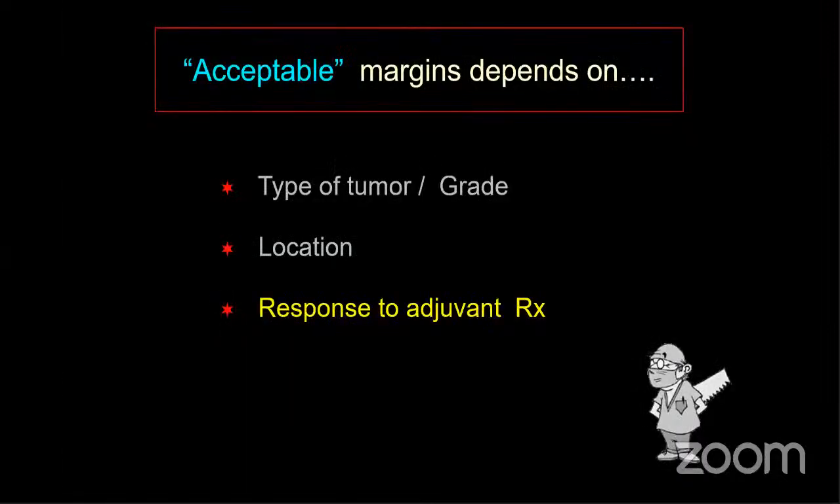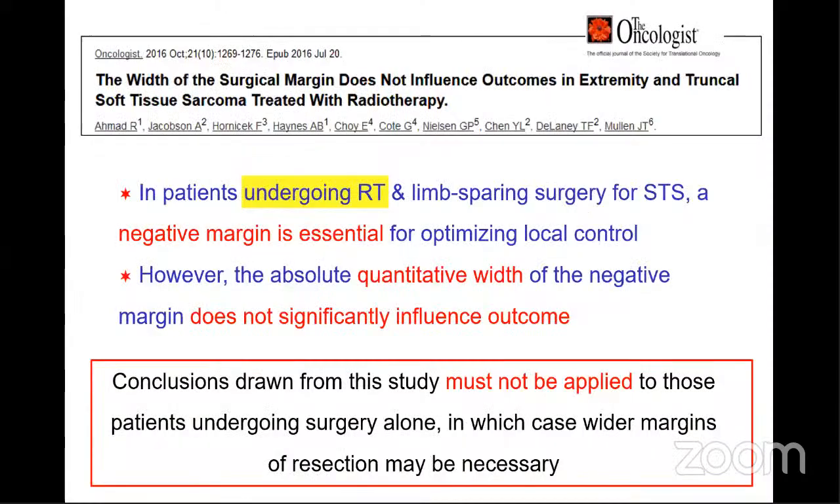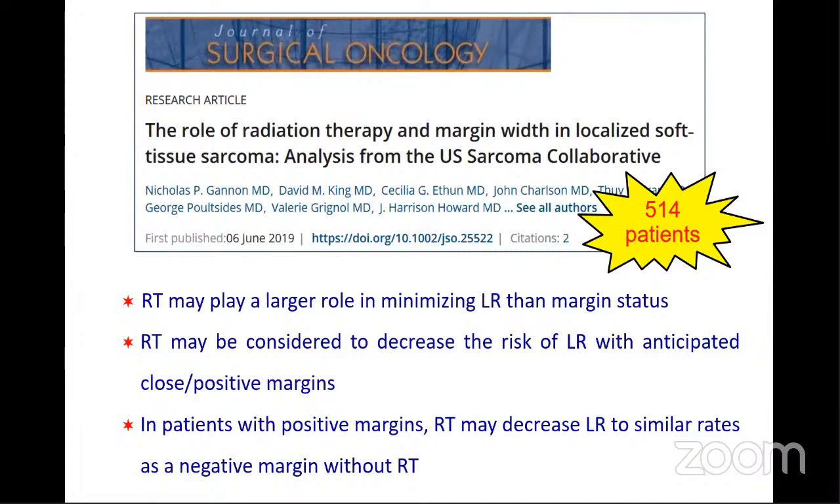What was the response to adjuvant treatment can also determine your margins. And when we talk of adjuvant treatment in soft tissue sarcomas, here we're talking of radiotherapy. In patients who are undergoing radiotherapy, either pre or postoperatively, a negative margin is essential, but the quantitative width is really not important, and it will not significantly influence the outcomes. These conclusions cannot be applied to tumors in which you are not going to give radiotherapy. Radiotherapy plays a large role in minimizing local recurrence, and it can even decrease the incidence of local recurrences in cases where you may inadvertently have positive margins.